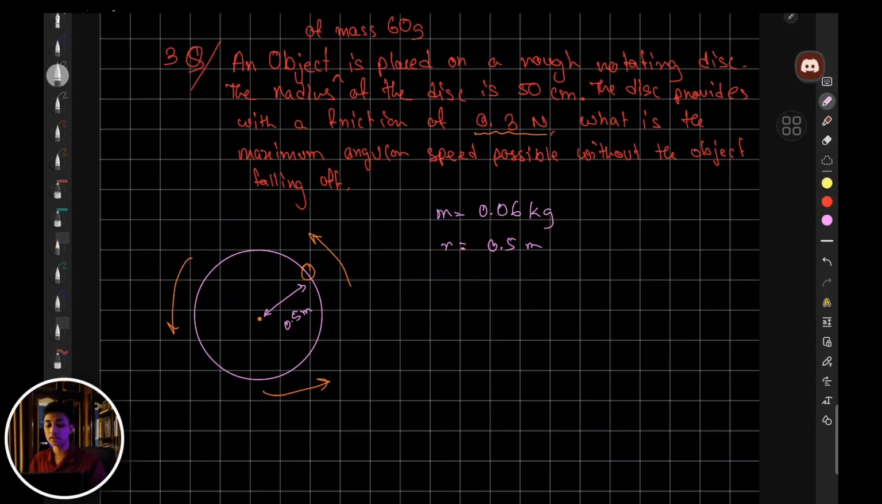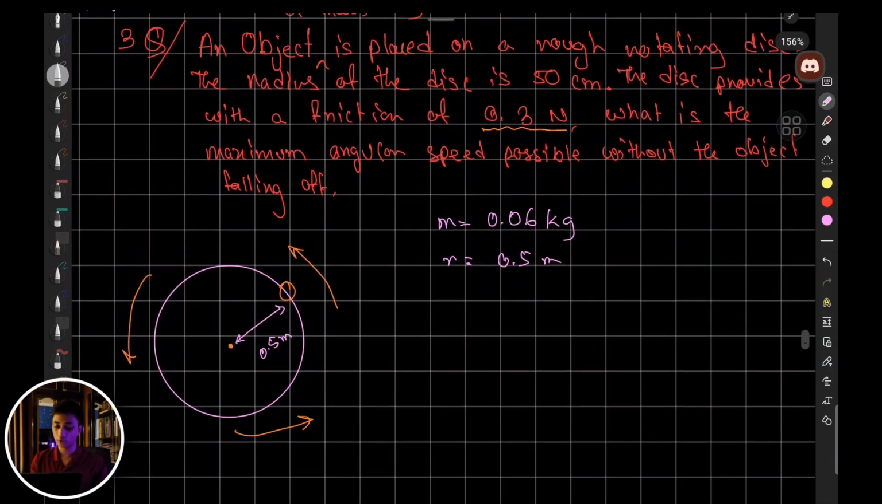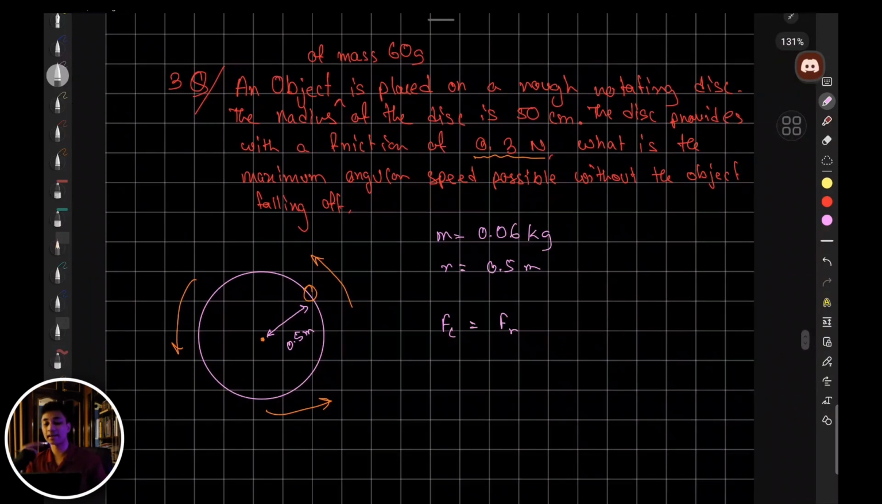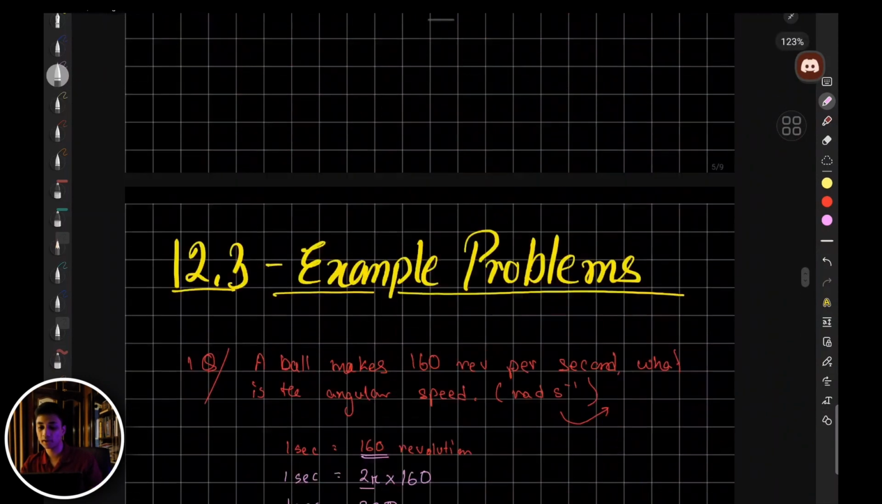What does this mean? So the rough surface of the disc is providing the object with a friction force. Now, you know that friction force contributes to the centripetal acceleration or centripetal force. Therefore, we can say the centripetal force Fc is equal to Fr, which is the friction force. How do we know this? I've already shown in a previous example, let's go back to that example.